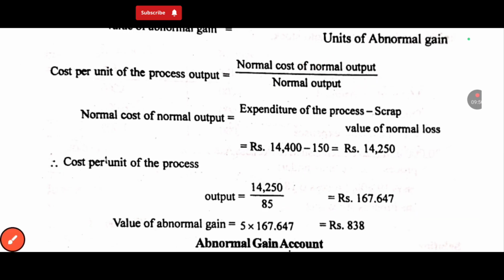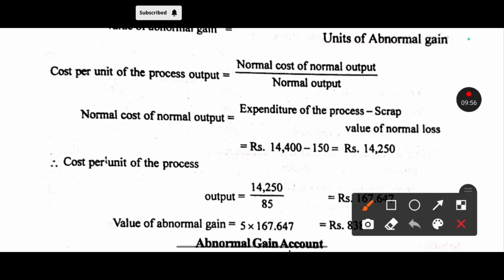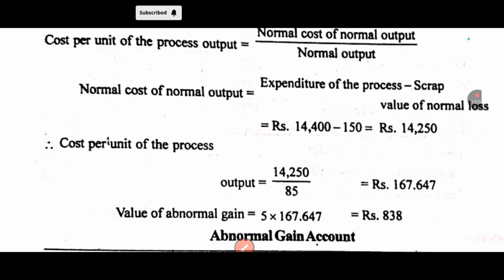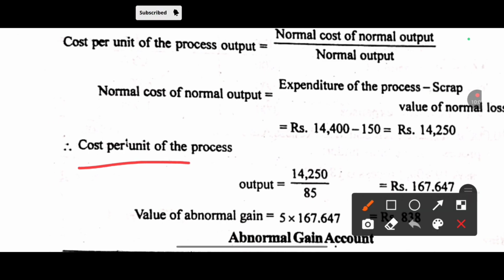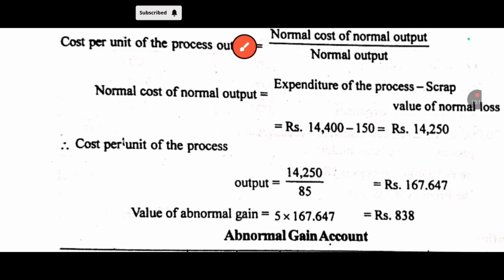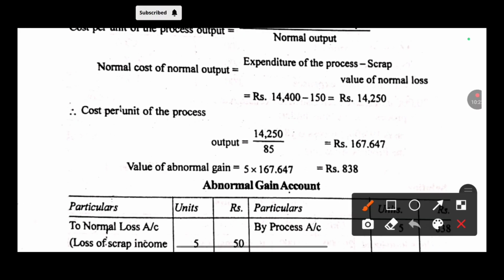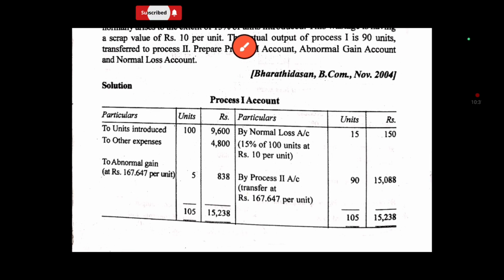Okay, so now we are substituting 14,250 divided by 85 units normal output, you will get the cost per unit. You will get the cost per unit as 167 rupees 647 paise. Okay, how much cost per unit? You find the cost per unit value is 167 rupees 647 paise. Now it is to be entered on the process 1 account.